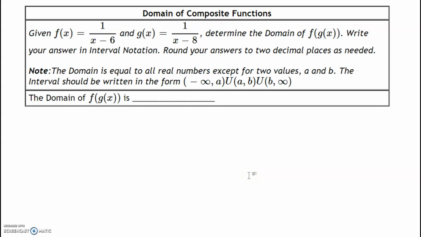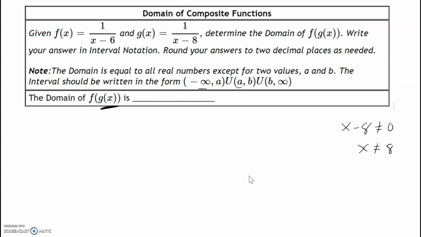Okay, for the domain of a composite function, we have to consider really two separate domains. The domain of the input function, which in this case is g. So that one's pretty easy to figure out. We take the denominator and we say that cannot be 0, right? You can't divide by 0, which means x cannot be 8.